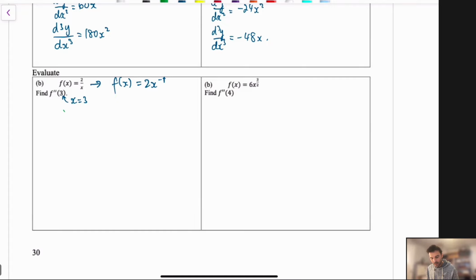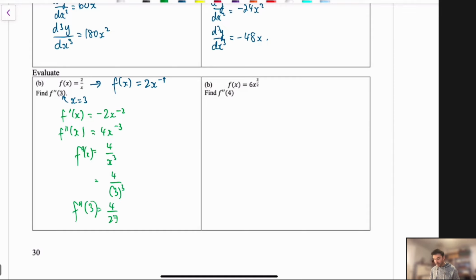So here we go. f dash of x is going to be negative 2, take 1 off, so it's negative 2. Then we differentiate once more, and we notice the negative changes back to a positive again, for x to the negative 3. Next step, I can write it like this. It's always handy to write in that form if we're subbing in values, and now we're going to plug in that value of 3. So this becomes 4 on 27. And there we've answered that question.